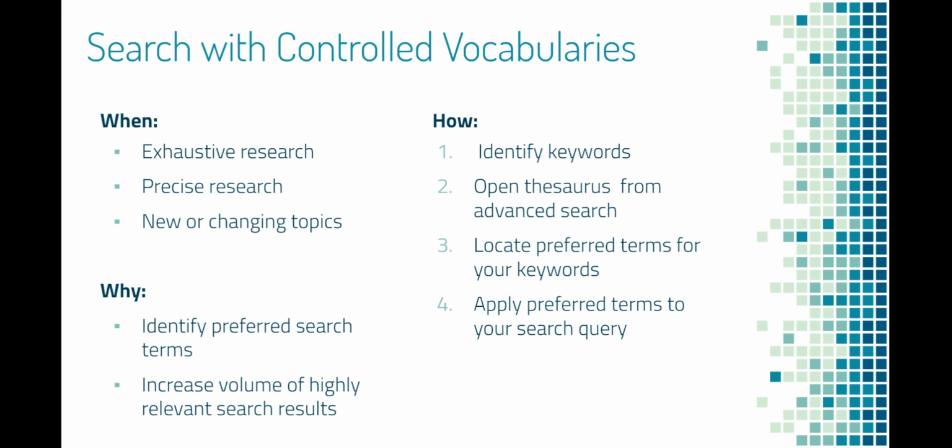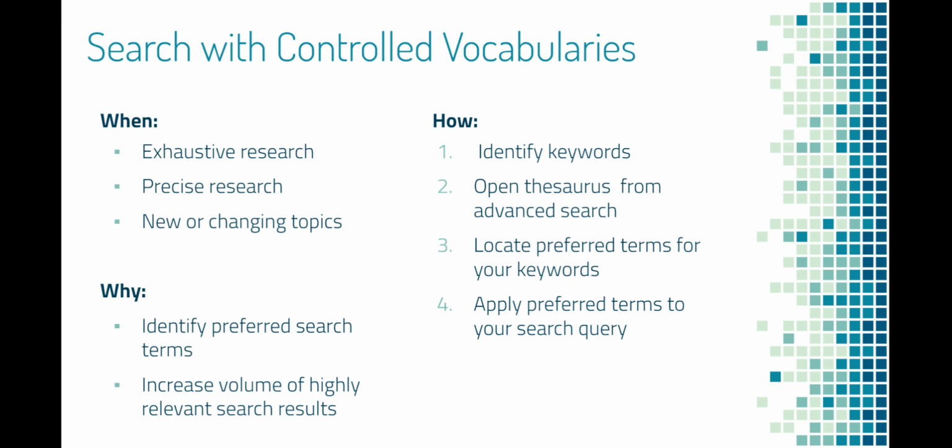According to Bell and Brown, a database's controlled vocabulary should be used to search in a few different situations. First, for exhaustive research, when you need to find all information on a topic and only that information. Next, for precise research, when you need to find very specific information. And finally, for research on new or changing topics when many variant keywords might be used.